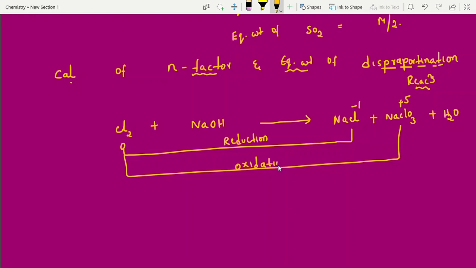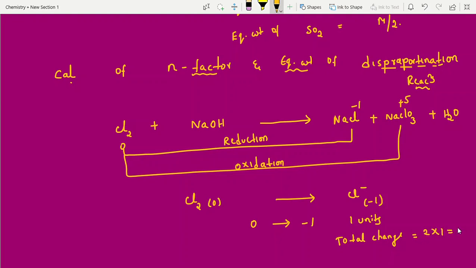Now separately I am writing points to understand more. The chlorine goes from 0 oxidation state to chlorine minus 1 oxidation state. 0 to minus 1, how many units, students? 1 unit. But we also have to take the total change, equal to 2 into 1, which is 2. Okay, clear? Now next one.